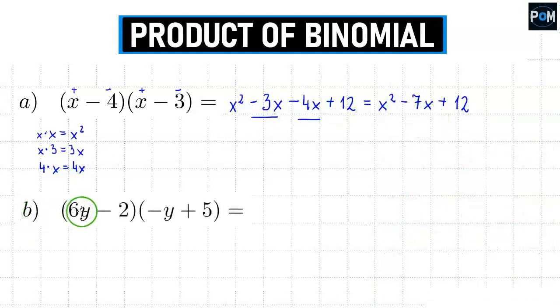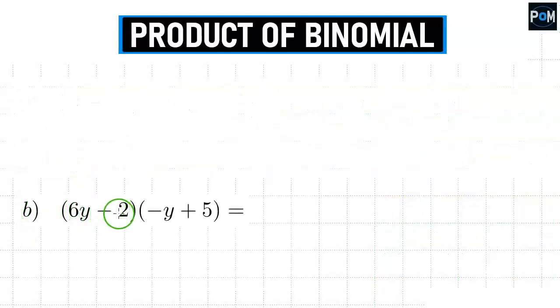Example B. In the first bracket, we have 6y minus 2, and in the second bracket, we have -y plus 5. And we multiply each term by each term. There are 4 terms, and we first multiply 6y. We need to multiply by this y. 6y times y. That's 6 with nothing else multiplied, and y times itself gives y squared.